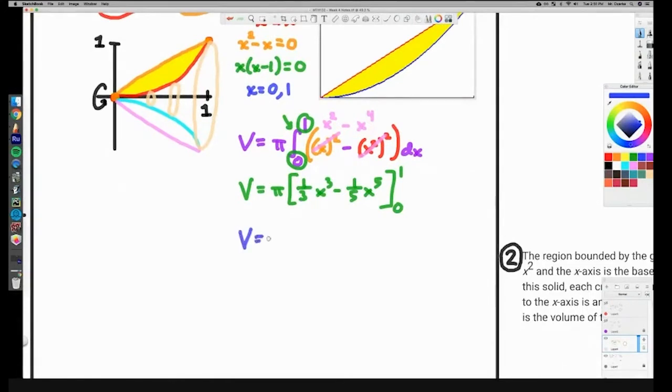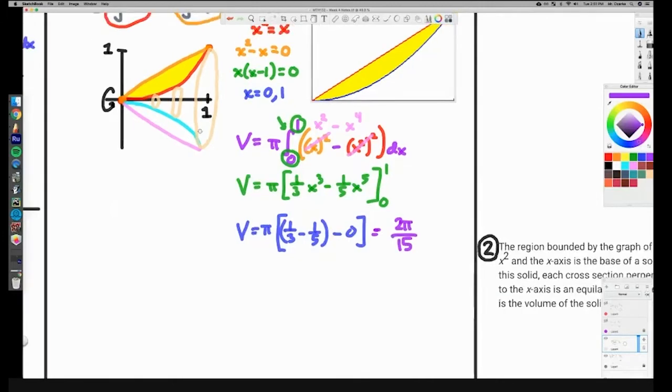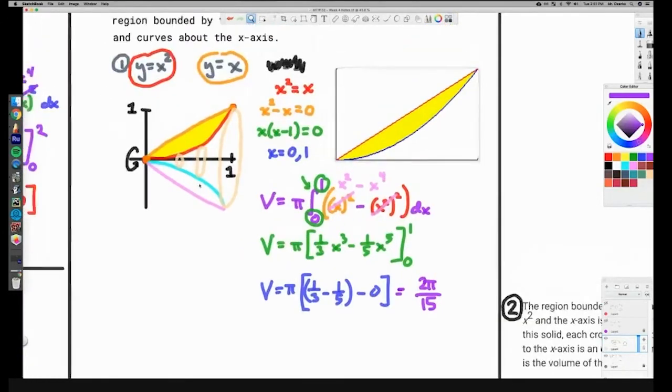Okay, you plug in 1, you get 1/3 minus 1/5. You plug in 0, you get 0, which is pretty nice. And you end up with 5/15 minus 3/15, which is 2/15. So 2 pi over 15 for your answer. Is everyone still with me? Yep, we're with you. Okay. If you have questions, just stop me.